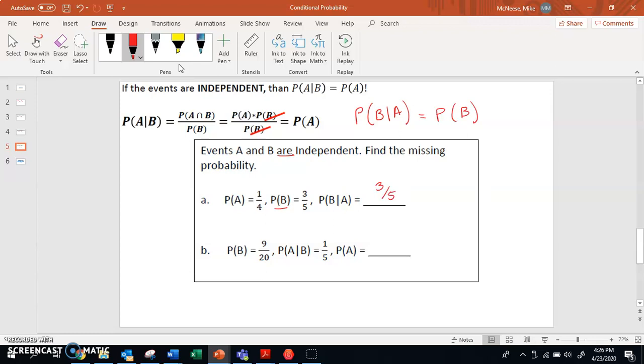This one right here, probability of B is 9 over 20. Probability of A given B is 1 over 5. Find the probability of A. Again, I know that probability of B and the probability of A are independent. So that must mean that probability of A given B is going to be the same as probability of just A, right? So if the probability of A given B is 1 over 5, then the probability of A also has to be 1 over 5.